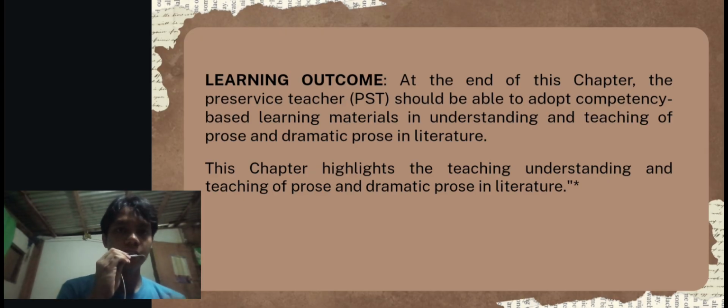Right, so let's have the opening statement. This chapter highlights the understanding and teaching of prose and dramatic prose in literature. By the way, this chapter focuses on two things: understanding what prose is and learning how to teach it effectively. So you're being prepared for real classroom teaching.